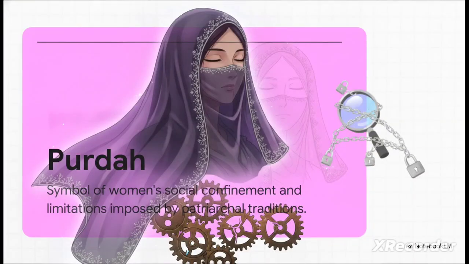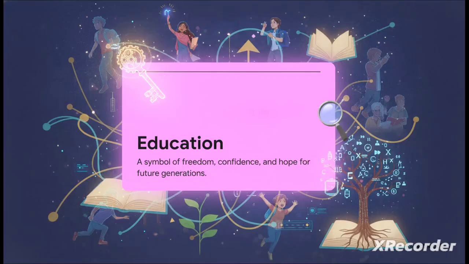Now, what's really interesting about this slide is purdah, the practice of women hiding their bodies and faces. Because purdah isn't just a physical veil here. It functions as a deep psychological barrier. It's a symbol of women's social confinement for sure, but it also represents the broader, invisible limitations imposed on a woman's fundamental identity by entrenched patriarchal traditions. It's literally the physical manifestation of being silenced. But contrasting the Haveli and purdah is our third major symbol, education.